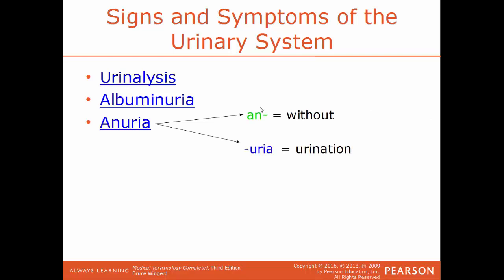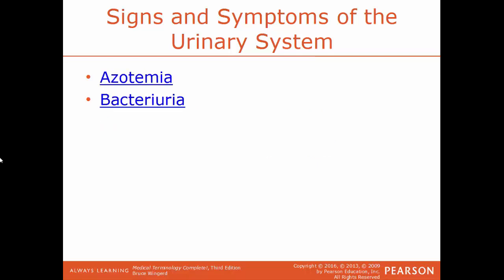So anuria means the failure of the kidneys to produce urine. So our next term, azotemia. This is having an abnormally high level of urea or other nitrogen-containing compounds, such as urea or creatinine. Bacteriuria is the presence of bacteria in the urine.